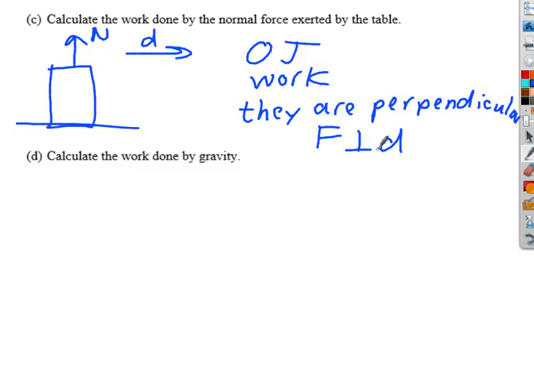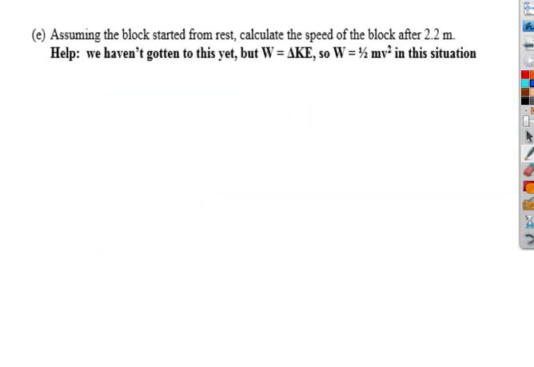Calculate the work done by gravity. Same thing. Gravity is straight down. The displacement is to the right. Guess what? That's 0 joules of work again. And they'll ask you those questions. That shows that you conceptually understand that the force must be parallel with the displacement. So it's a perfectly good question. It's not meant to be like, oh, gimme. Hopefully it becomes a gimme for you.